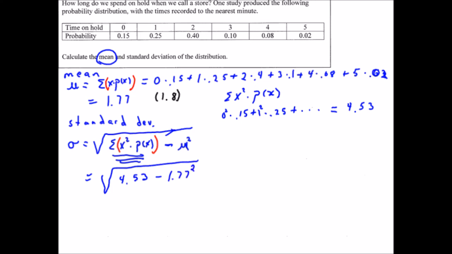And again, make sure you use your parentheses correctly, so that you take the square root of that whole calculation. Don't take the square root and then do the minus and the square. That gives you a final value of 1.18 for your standard deviation. So that's the mean and the standard deviation of a discrete distribution.